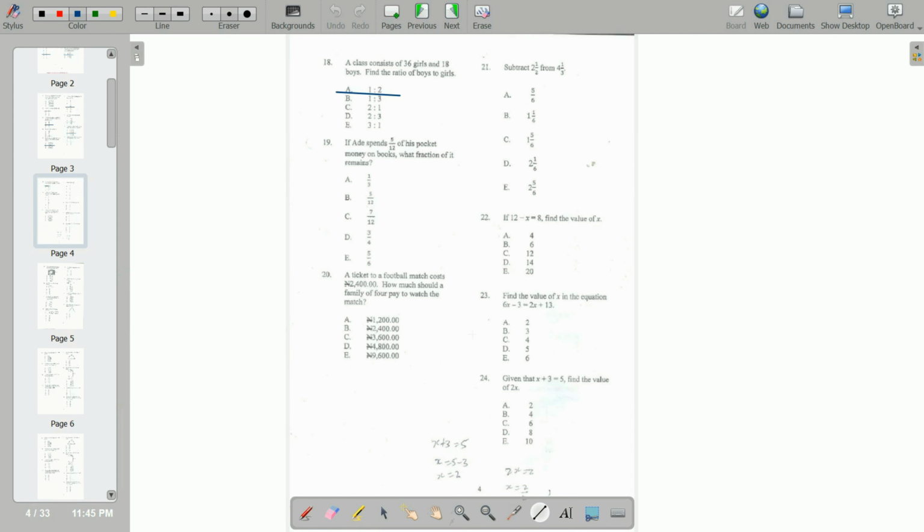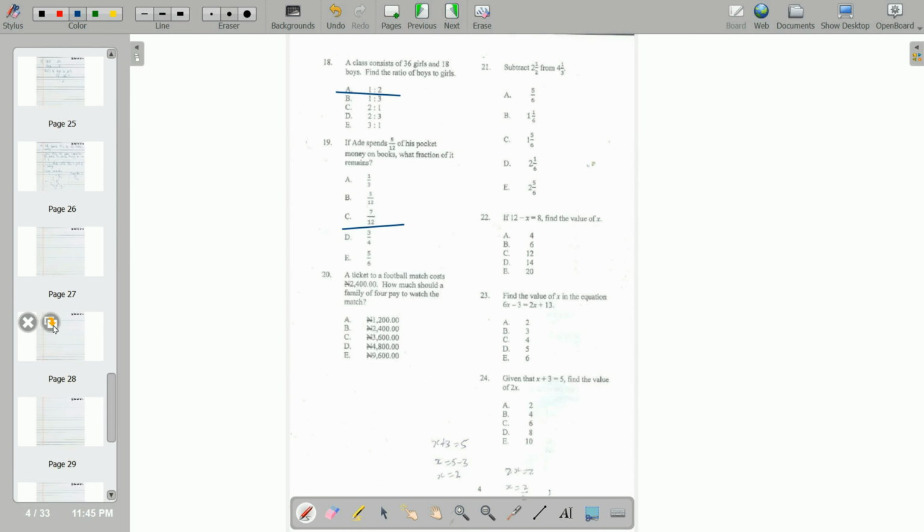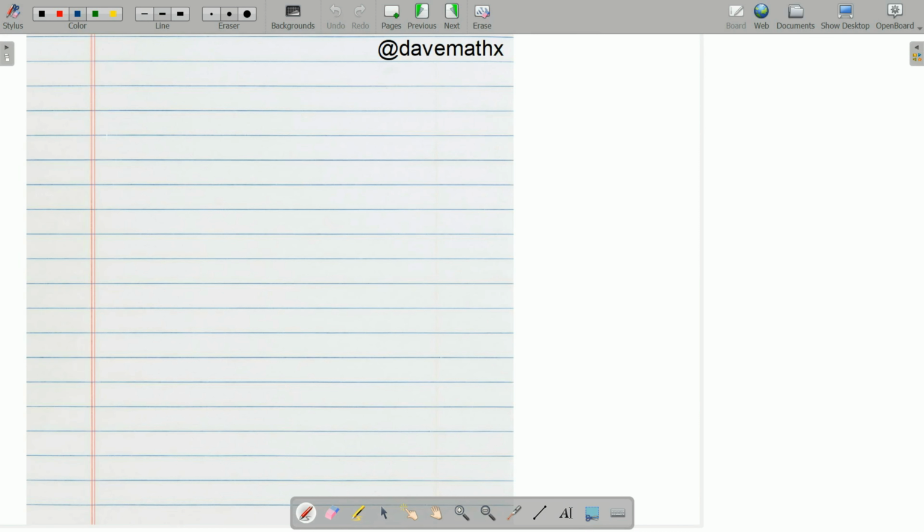Next up is question 20. A football ticket costs 2,400 naira. How much does a family of 4 pay to watch the match?